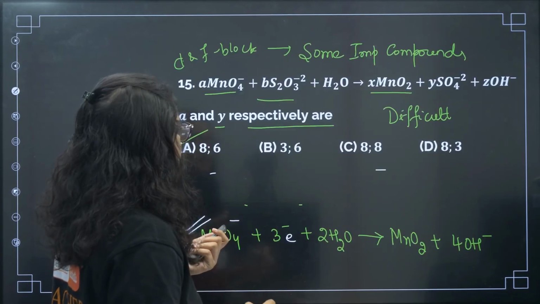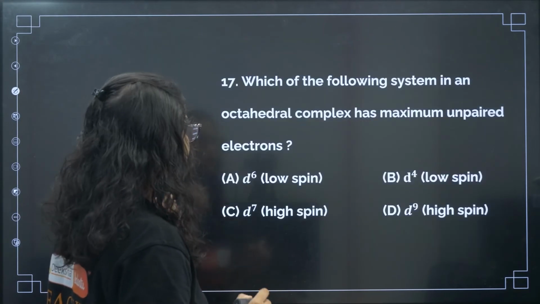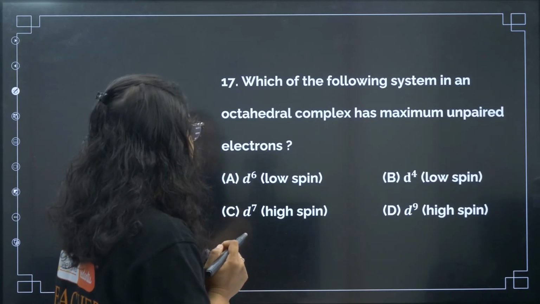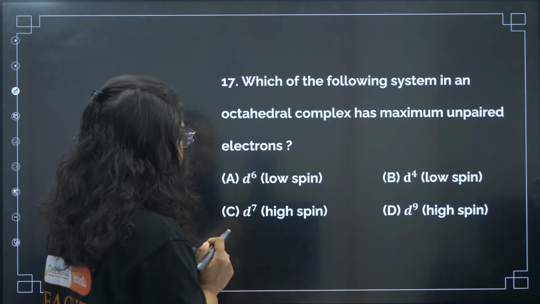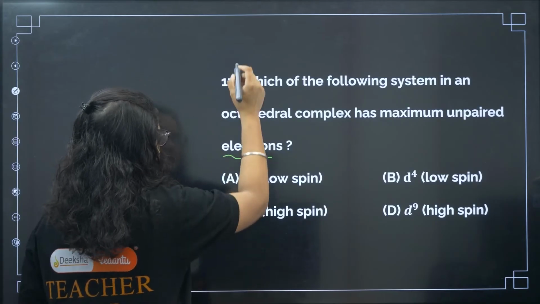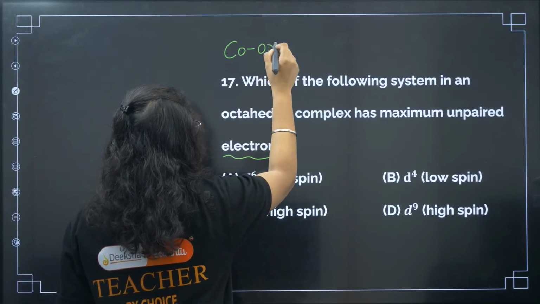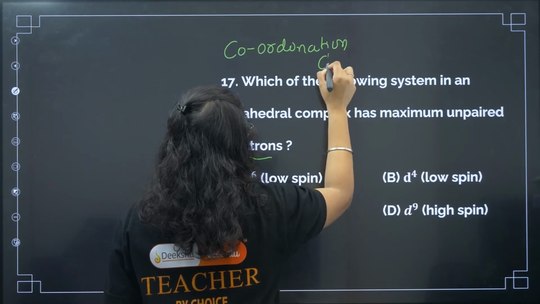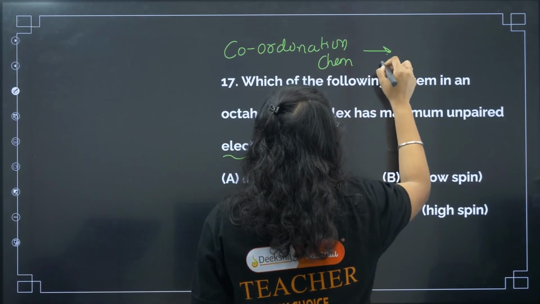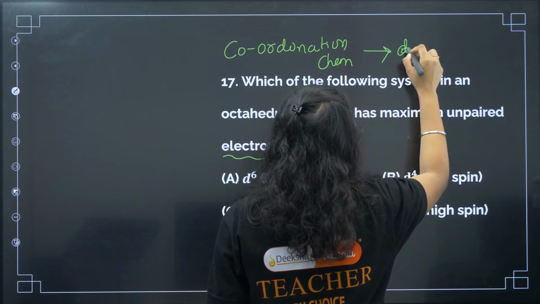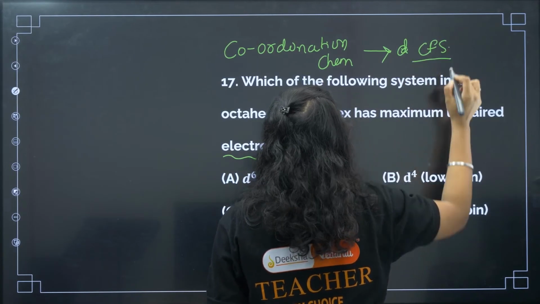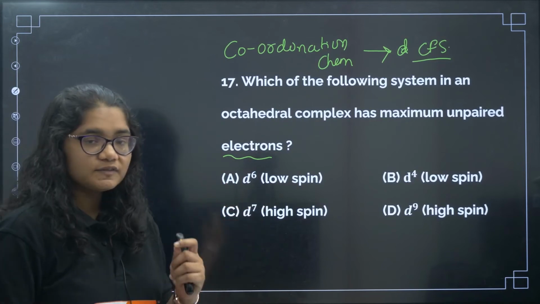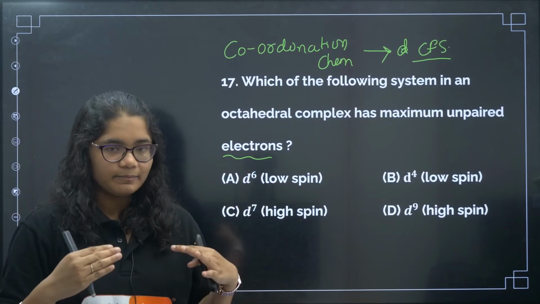Now coming to the 17th question: which of the following systems in an octahedral complex has the maximum number of unpaired electrons? Again this question is from coordination chemistry, right? Can you tell me the subtopic here? Yes, the subtopic here is crystal field splitting. Now, D6 low spin. Low spin means what? That pairing will take place, right?